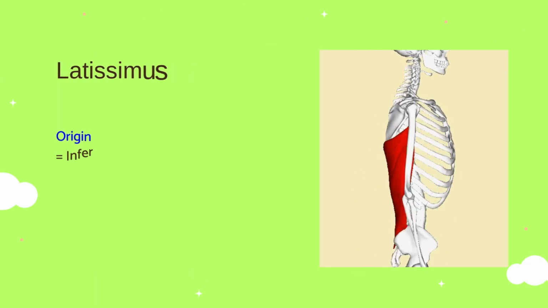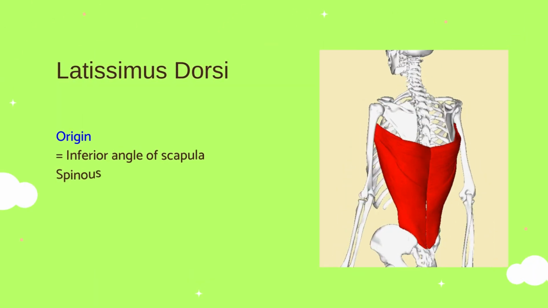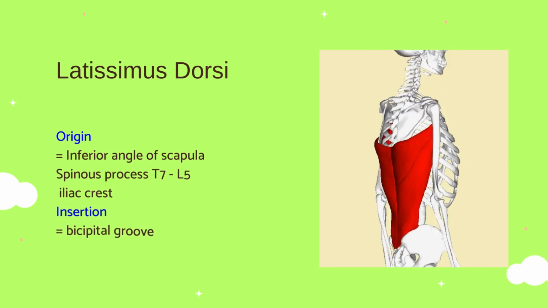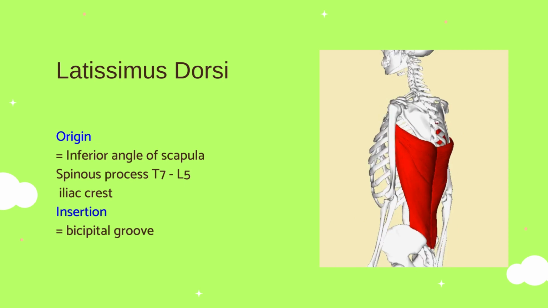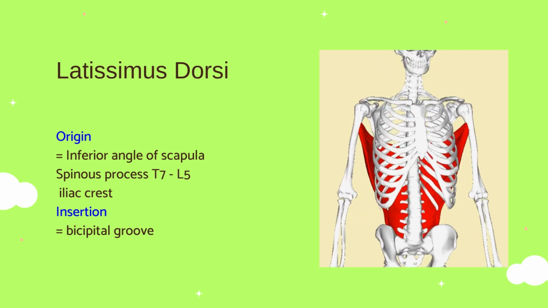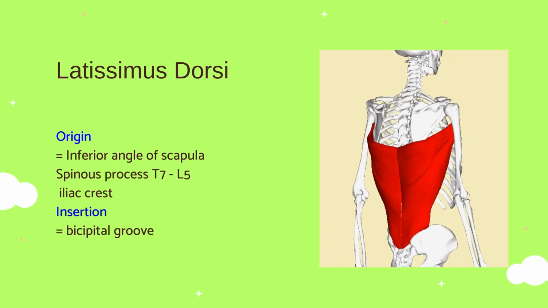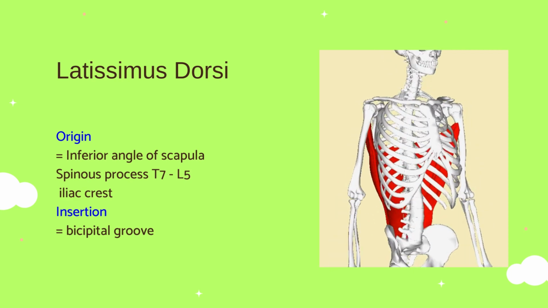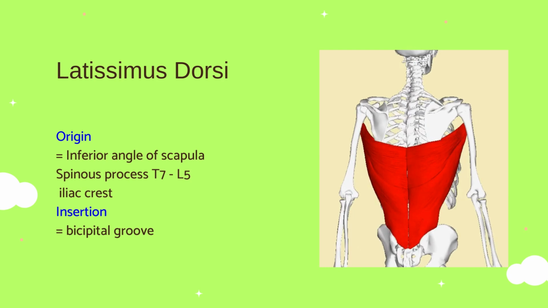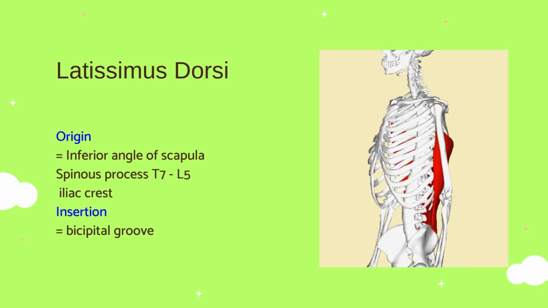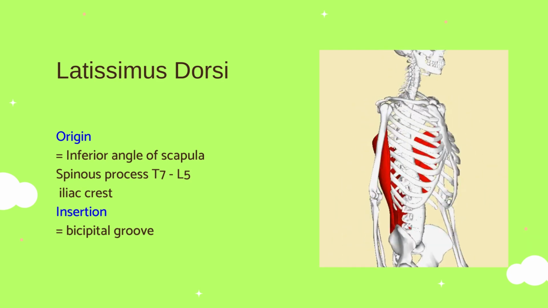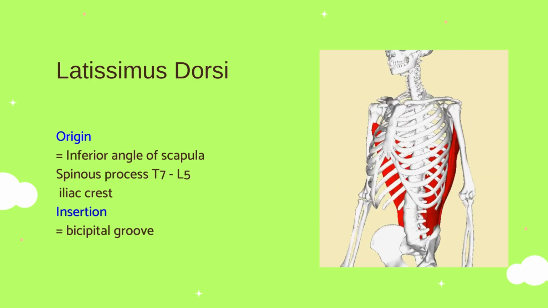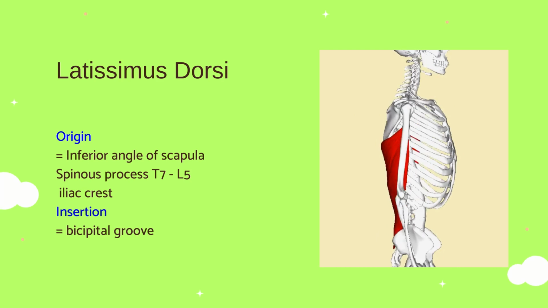The latissimus dorsi muscle originates from several points along the posterior trunk, including spinous processes of vertebrae T7 to L5, thoracic and lumbar regions; thoracolumbar fascia, which is a strong sheet of connective tissue covering the lower back; posterior iliac crest, which is the top rim of the pelvic bone on the backside. The muscle inserts onto the floor of the intertubercular groove, also known as the bicipital groove of the humerus.